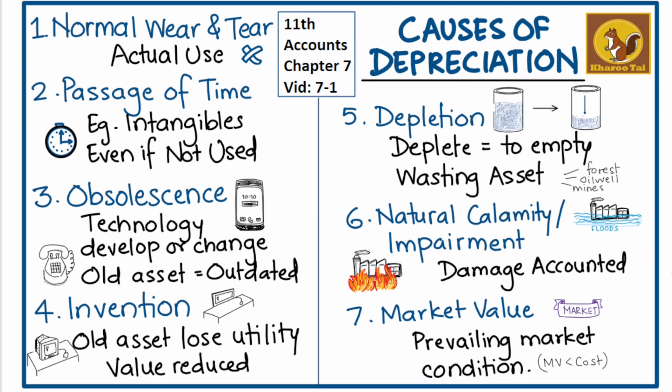Fifth point is depletion. Deplete means to empty. What gets depleted? Wasting assets get depleted. What are wasting assets? The assets that get completely used up when extracted, like forest, oil well, mines. So when assets are removed, the value of asset gets reduced. Then next, sixth point is natural calamity or impairment of fixed assets. Because of earthquakes, storms, accidents, fires, flood, or any other accidents, fixed assets may get damaged. Such damages we have to account in our books. And the last point is market value. As per the prevailing market condition, the value of fixed asset may get reduced compared to its cost.